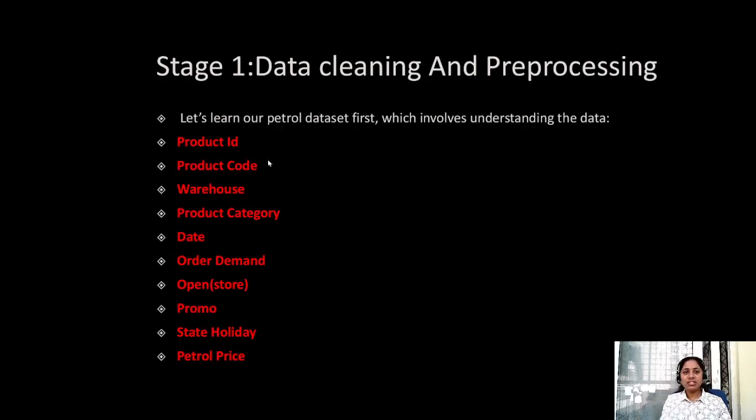In today's video, we'll start with stage one, step by step, that is data cleaning and pre-processing. So let's learn our petrol data set first, which involves understanding the data. It has product ID, code, warehouse, which is the store, product category, the date on which it was delivered, order demand on that date, whether the store is open or not, whether for that product ID there was a promo or not, whether there was a state holiday or school holiday on that date, and the petrol price on that particular day.